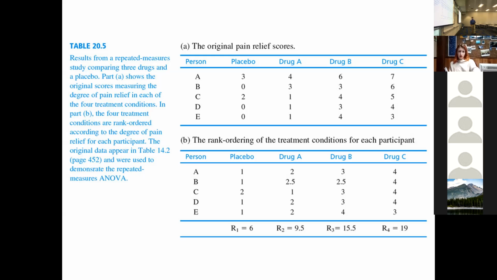So unlike before, where we combined them into one big group and then rank ordered that big group, what we're doing is assigning a rank for each participant across the different treatment conditions. So for person A, their smallest value was placebo, so they get 1 in placebo. Their second smallest was drug A, so they get a 2 in drug A. Their third smallest was drug B, they got a 3 in drug B. And their highest was drug C, so they get a 4 in drug C.